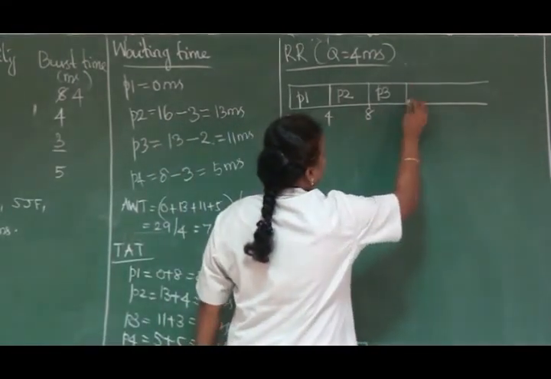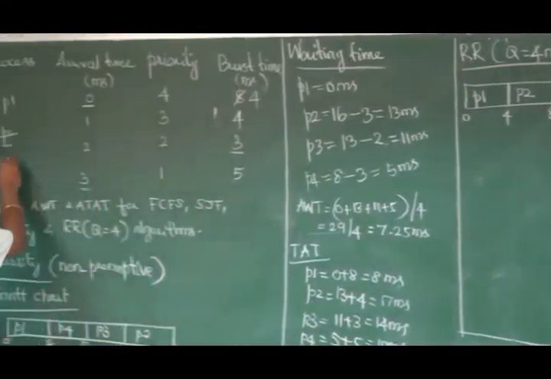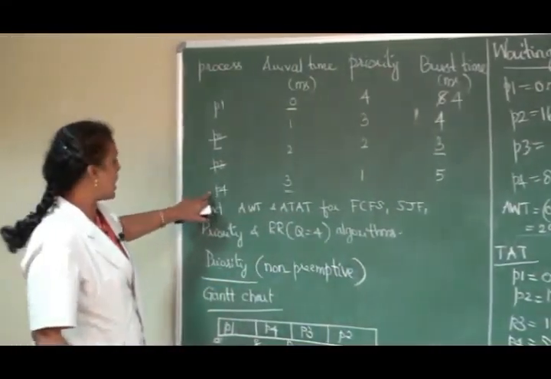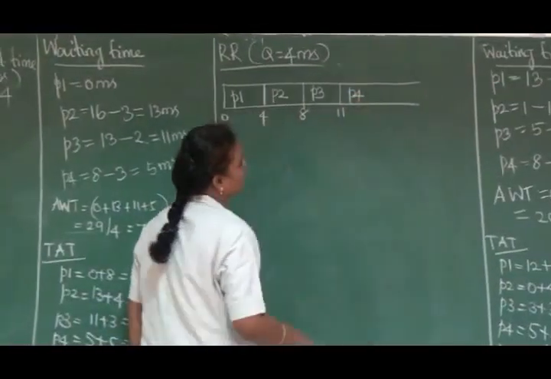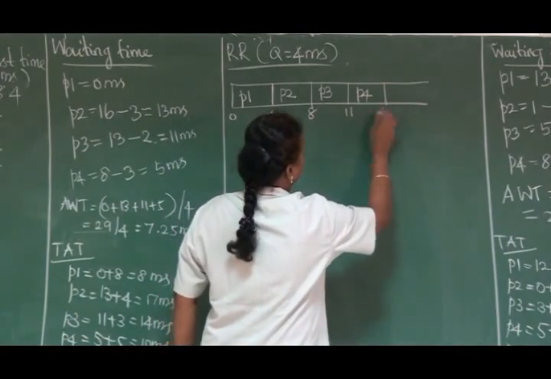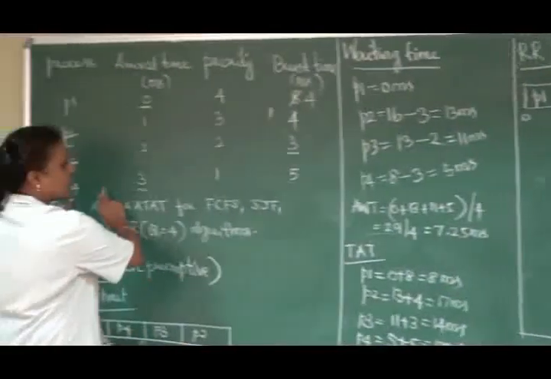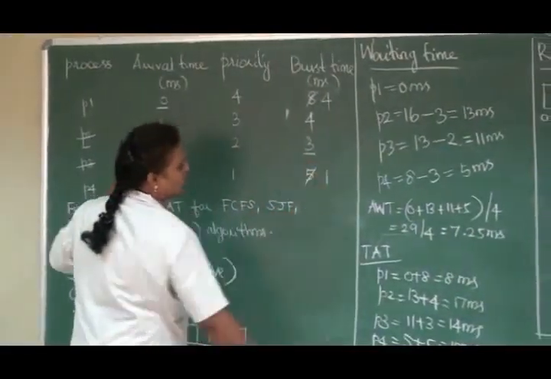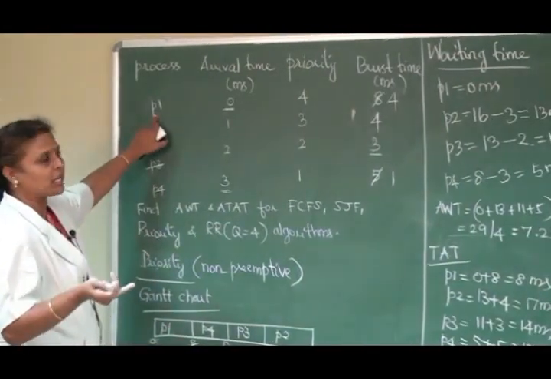So it can be executed for 11 milliseconds. Now its execution is also completed. The last one, P4, can get the CPU for only 4 milliseconds. So 11 plus 4, 15. Now its execution is not completed. It still needs 1 more millisecond. So it will get the chance after P1's execution is over.